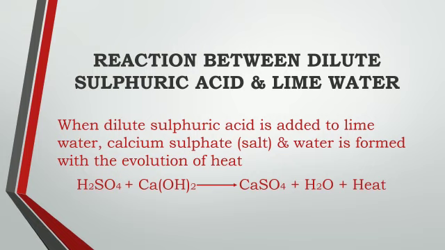Now the equation we will write down. H2SO4 plus Ca(OH)2 gives you CaSO4 plus H2O plus heat. Here H2SO4 is sulfuric acid, Ca(OH)2 is calcium hydroxide and it is also called lime water. CaSO4 is the calcium sulfate which is the salt, H2O is the water.